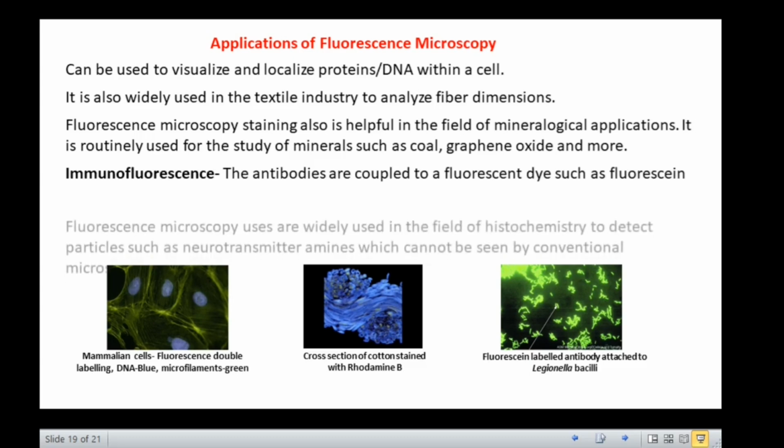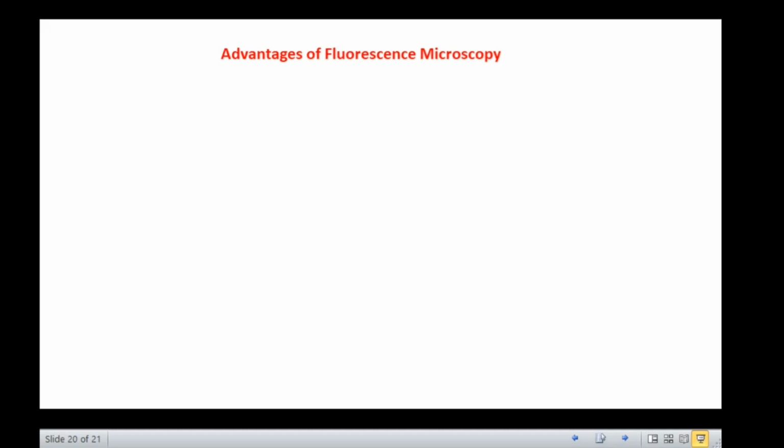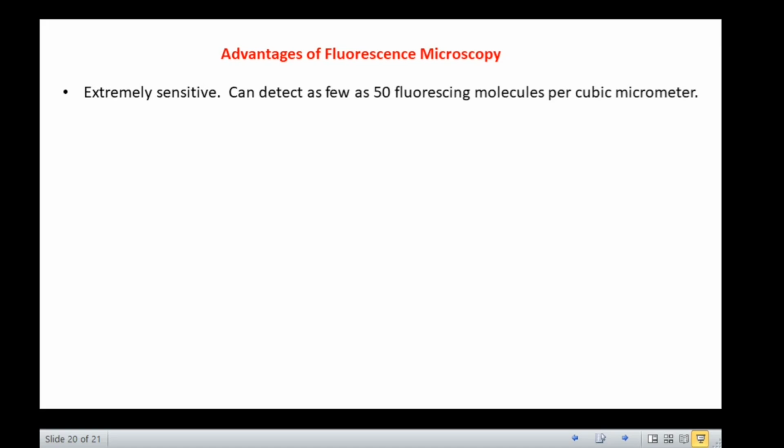Fluorescence microscopy is widely used in the field of histochemistry to detect particles such as neurotransmitter amines which cannot be seen by conventional microscopes. Let us now talk about the advantages of fluorescence microscopy. The most important advantage of fluorescence microscopy is its extreme sensitivity.